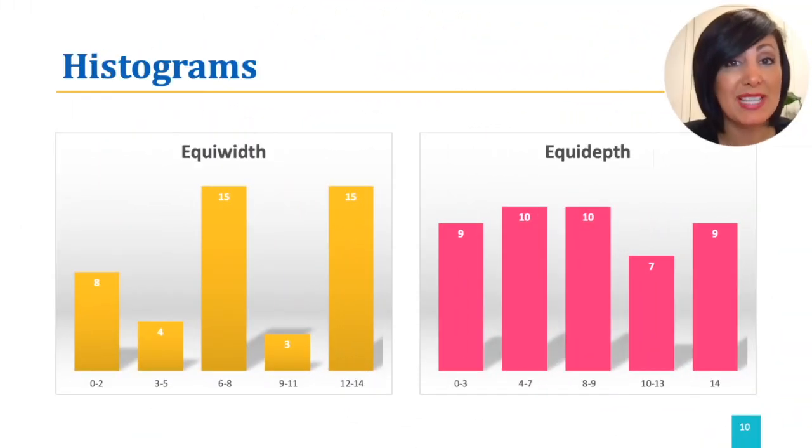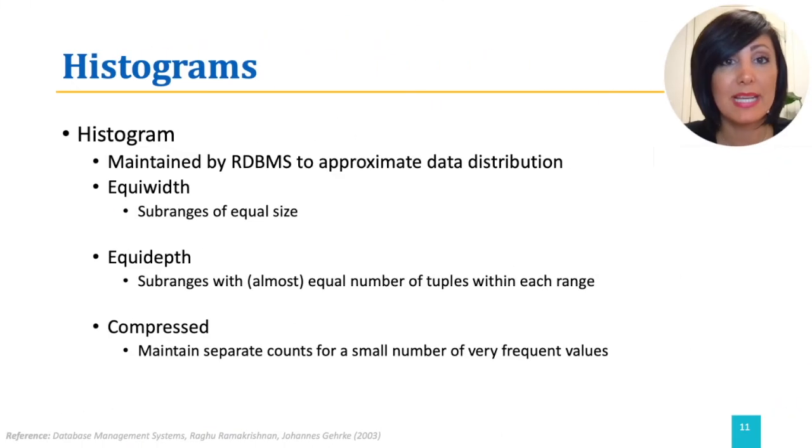We can change the representation we saw in the previous slide to represent each bucket with the sub-range the bucket covers and the number of tuples in each sub-range. These are called histograms. The one with sub-ranges of equal size is called equi-width, and the one with sub-ranges with almost equal number of tuples within each range is called equi-depth. A histogram is an approximation of value distribution for each attribute of a relation. It is maintained by the database management system.